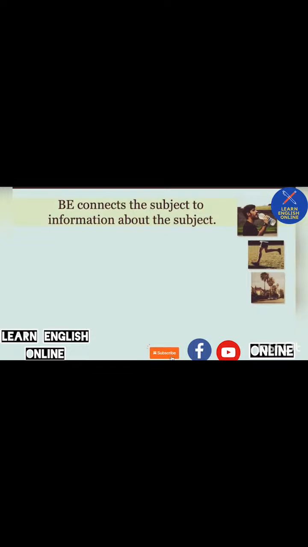Here is Mark again. Mark is a runner. Mark is the subject. Is the be verb. And a runner is more information about Mark. Be is the verb that connects the information to the subject when there really isn't any action.